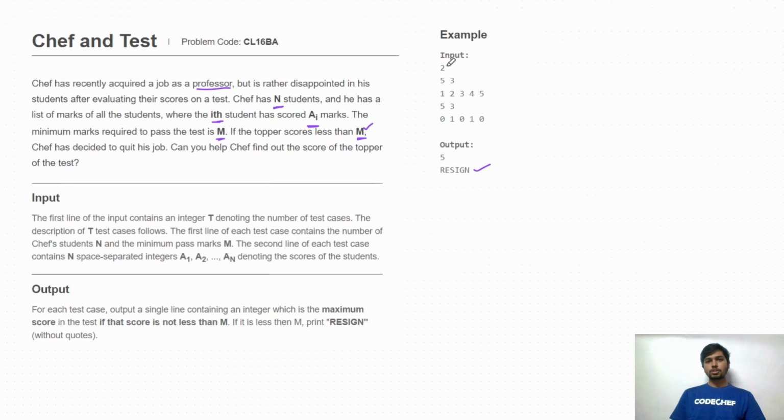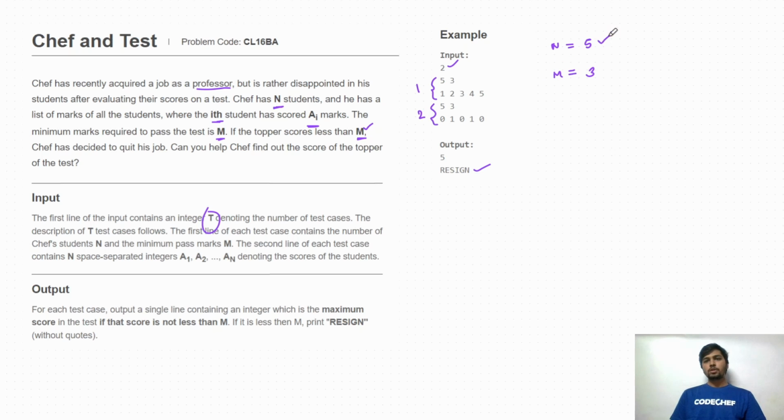In the input structure, on the first line we will get one integer T, which is the total number of test cases. So here it is 2. It means we have total 2 test cases. So this is the first test case and this is the second test case. And in each test case, we will get 2 integers in the first line. So here it is 5 and 3, where 5 is equal to N and 3 is equal to M.